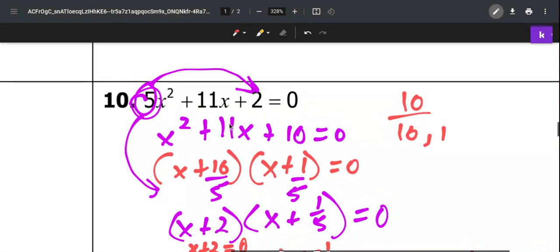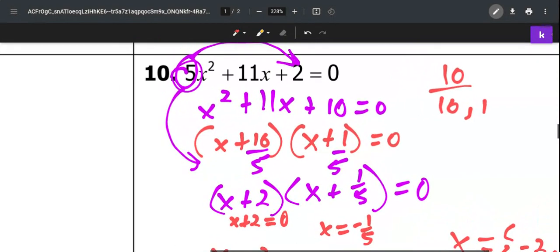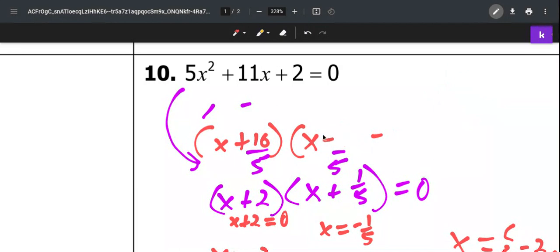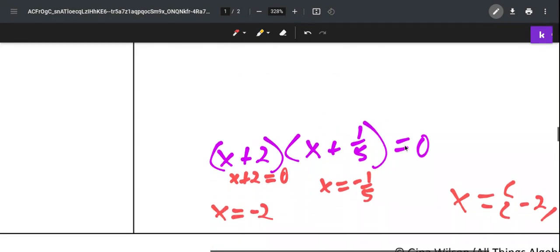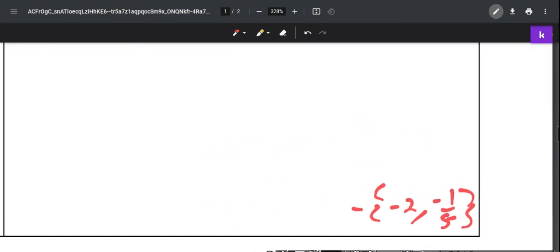Now let me show you the grouping method real quick. So I'm going to redo number 10. If you don't care about the grouping method, just skip it. But I'm going to do number 10 with the grouping method, which will help you with the next part of what we do, but you can do it any way you want. If you like grouping better, do that. If you like bottoms up, do that. Doesn't really matter to me.